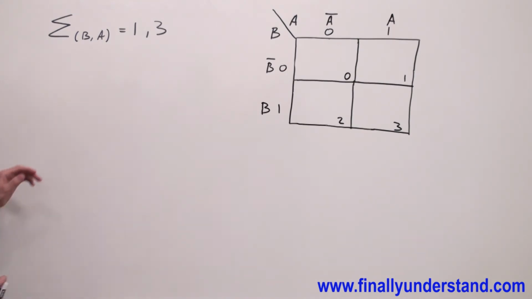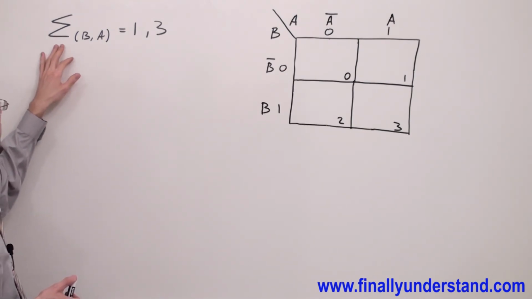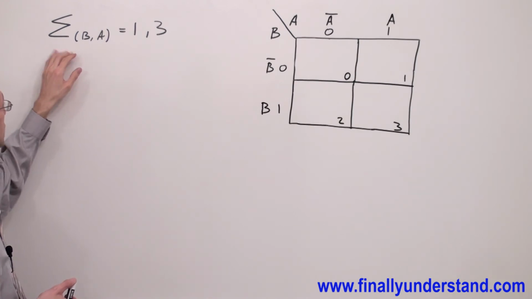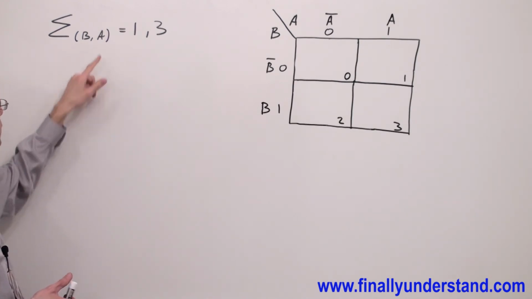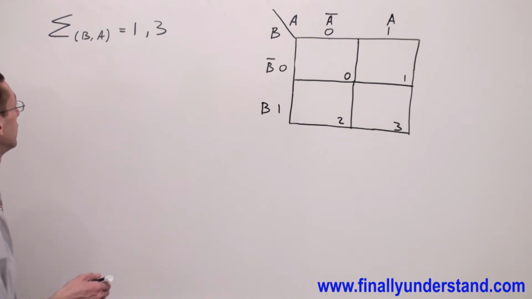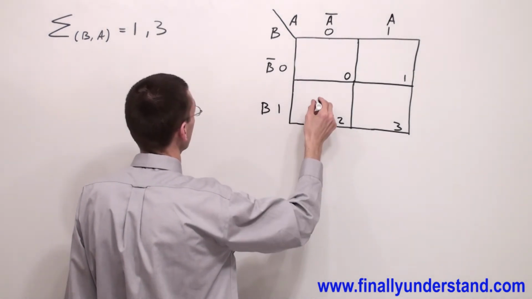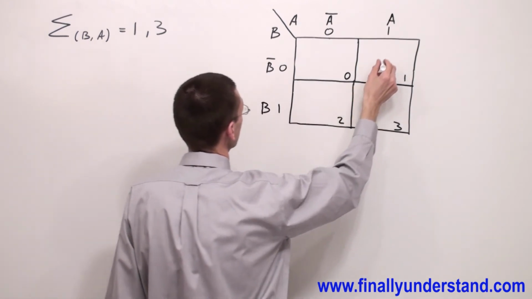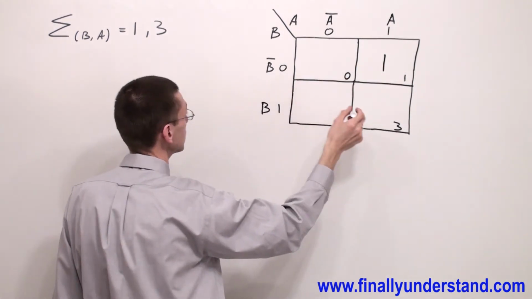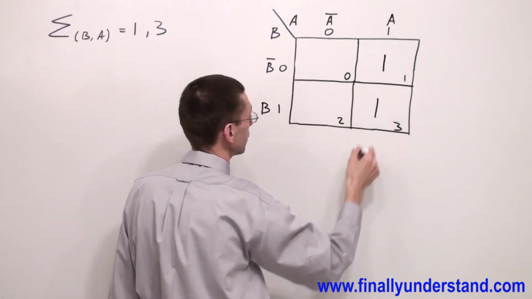We have SOP again, sum of the product, and B is the most significant bit and A is the least significant bit. And I have 1 in cell number 1 and I have 1 in cell number 3.